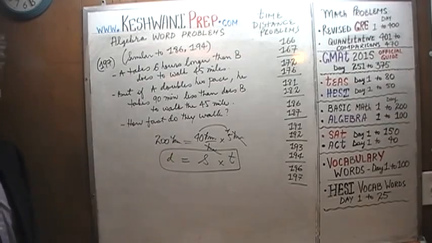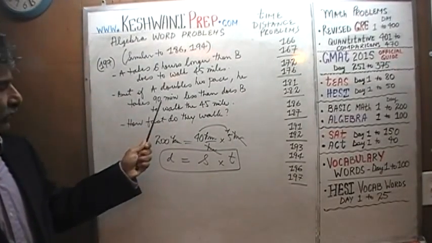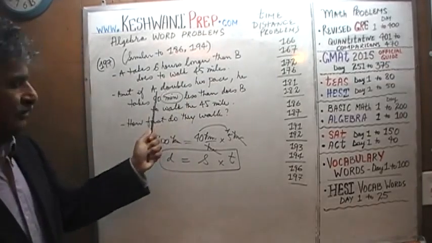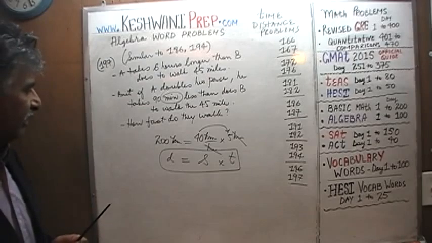How fast do they walk? What are their respective speeds? Keep in mind that we are told that if A were to double his pace, he would take 90 minutes less. 90 minutes. Everything else is in hours. So we have to keep that in mind, convert this into hours later on. So let's begin the process.